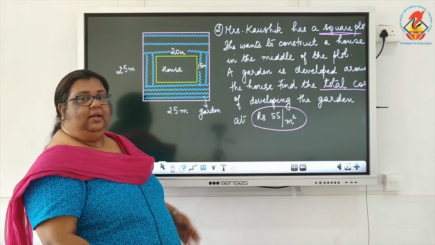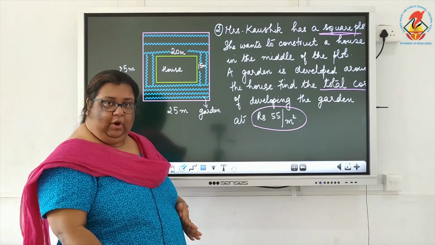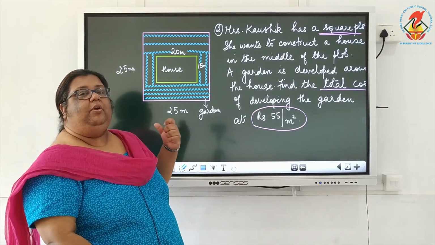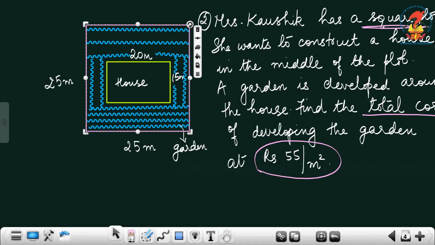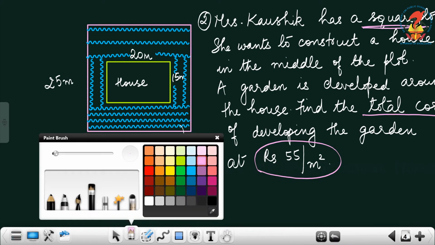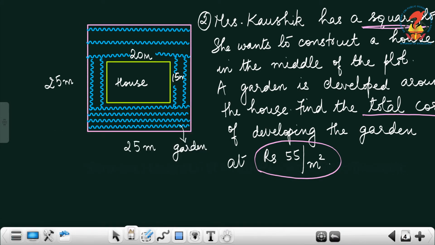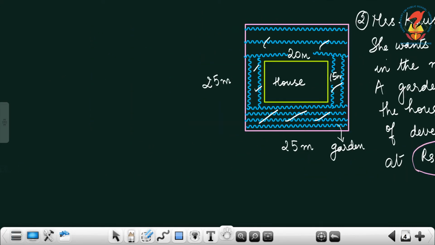Is the question clear? There is a square plot. Inside the square plot, there is a rectangular house. We need to find the area of the garden. Now, this is our garden. We need to find the area. How will we find the area? Area of the square minus area of the rectangle gives you area of the garden. So, shall we start doing the problem?